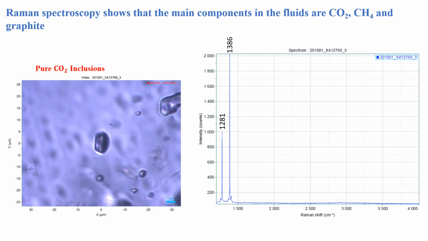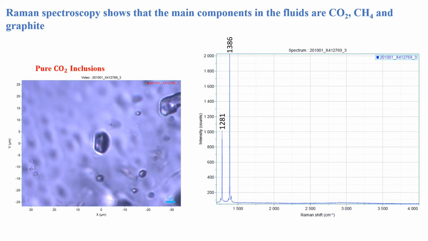Raman spectroscopy is an instrument that is widely used in fluid inclusion studies. To describe it simply, you shoot a laser into a sample, and based on the vibration between the atoms, you record a signal back. This signal looks like this. The Raman shift on the x-axis is unique for different chemical bonds. In this example, we are seeing peaks for carbon dioxide.